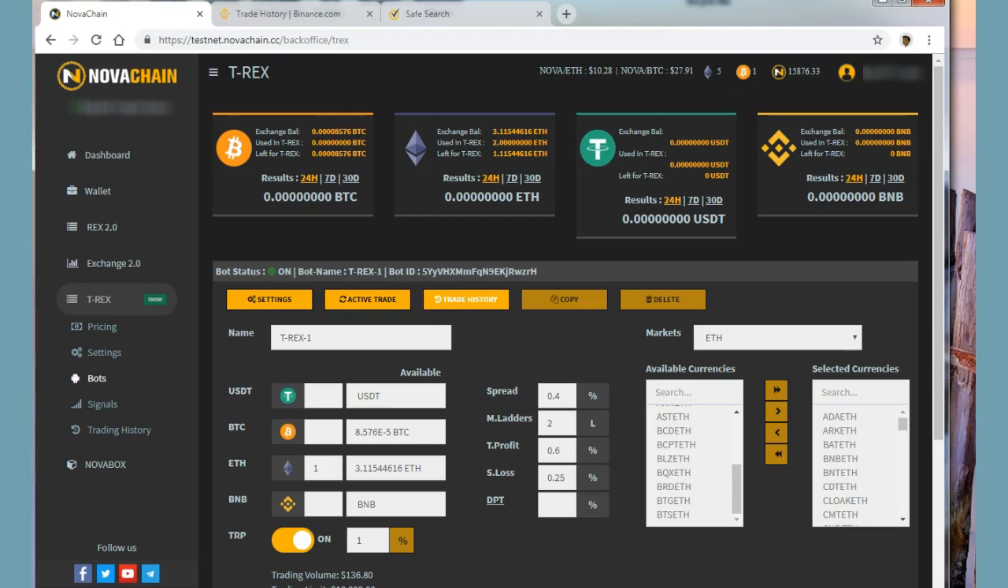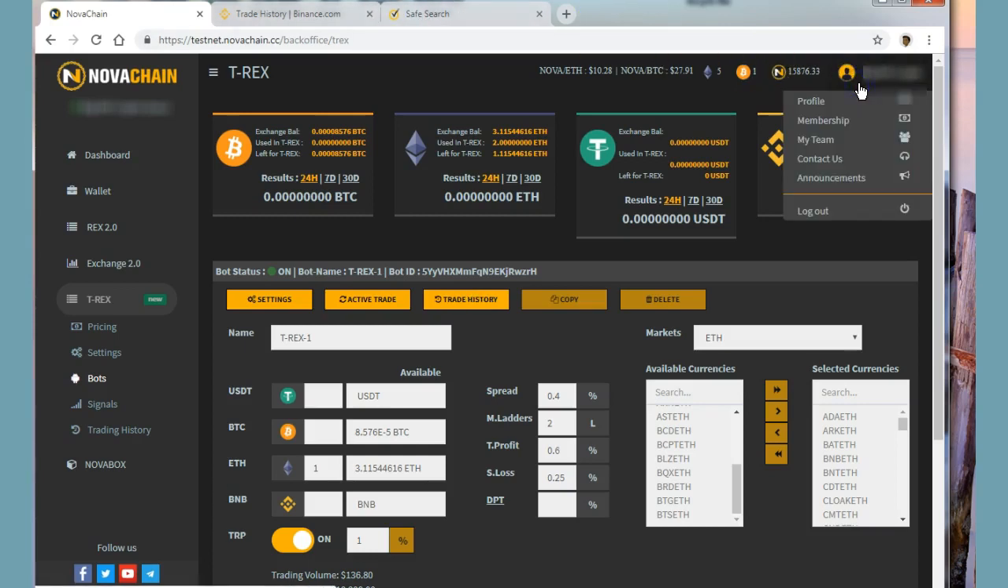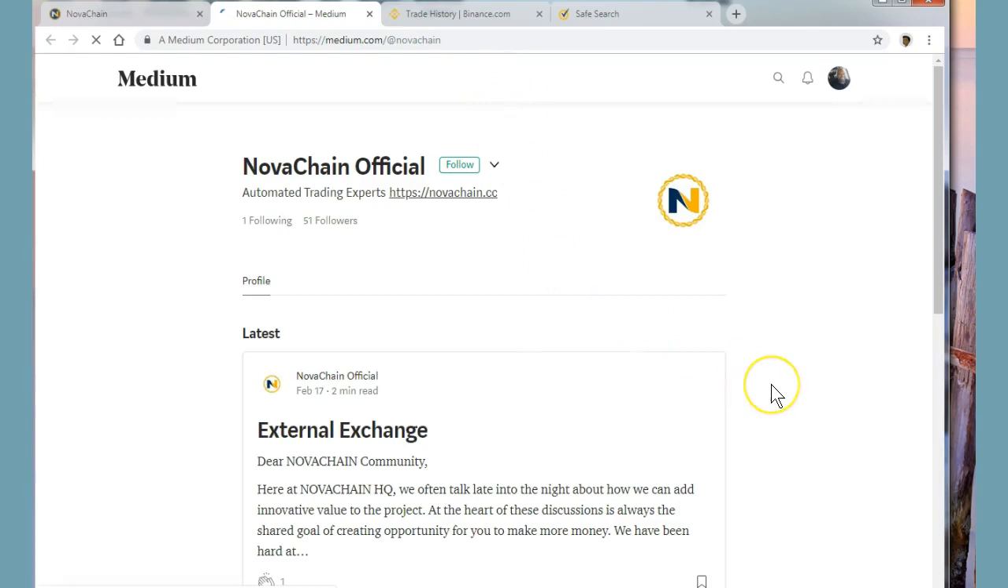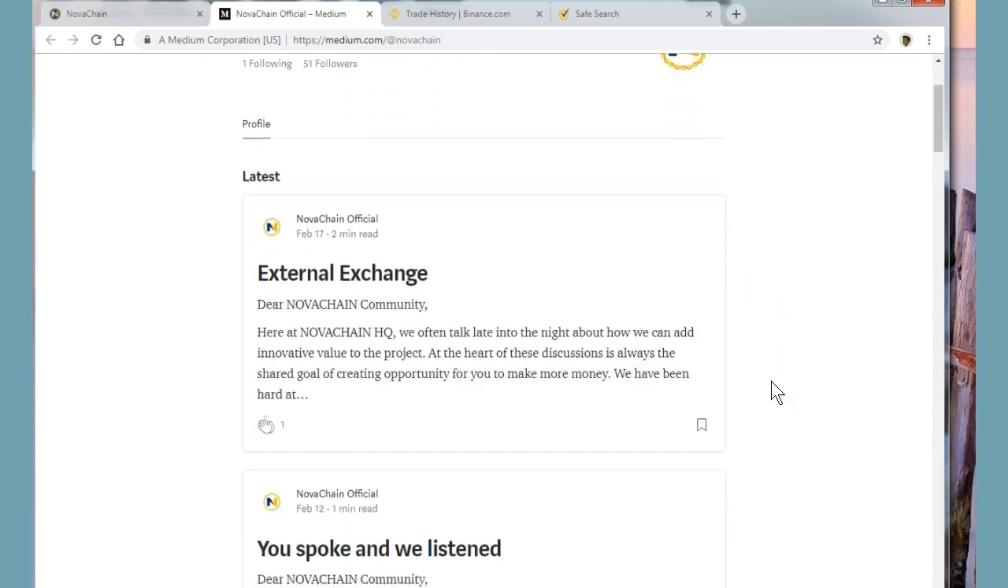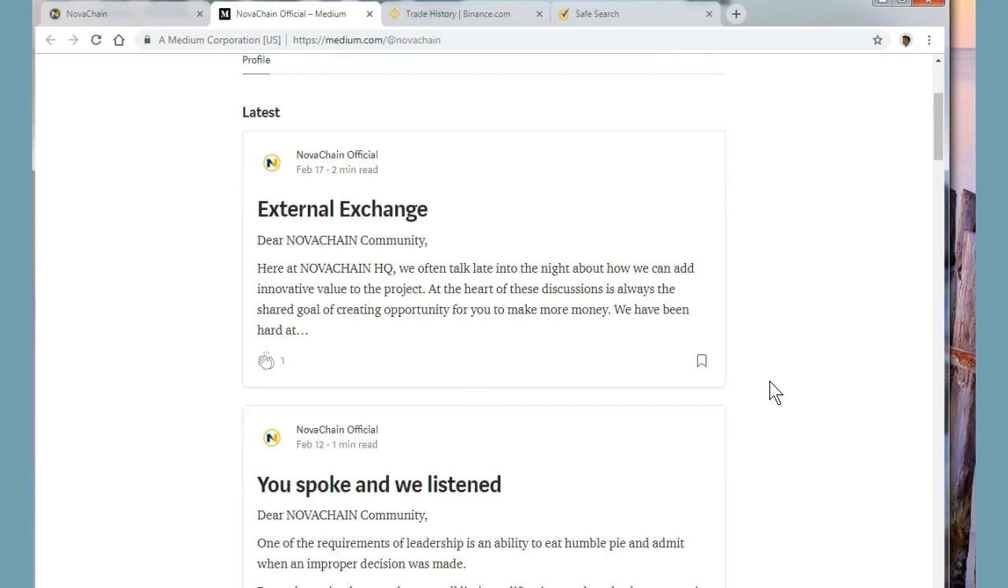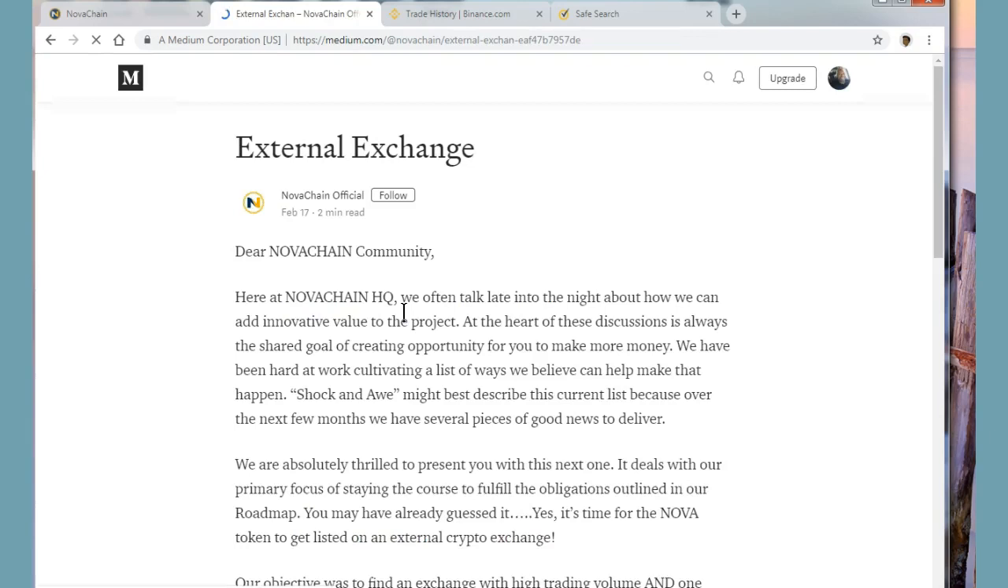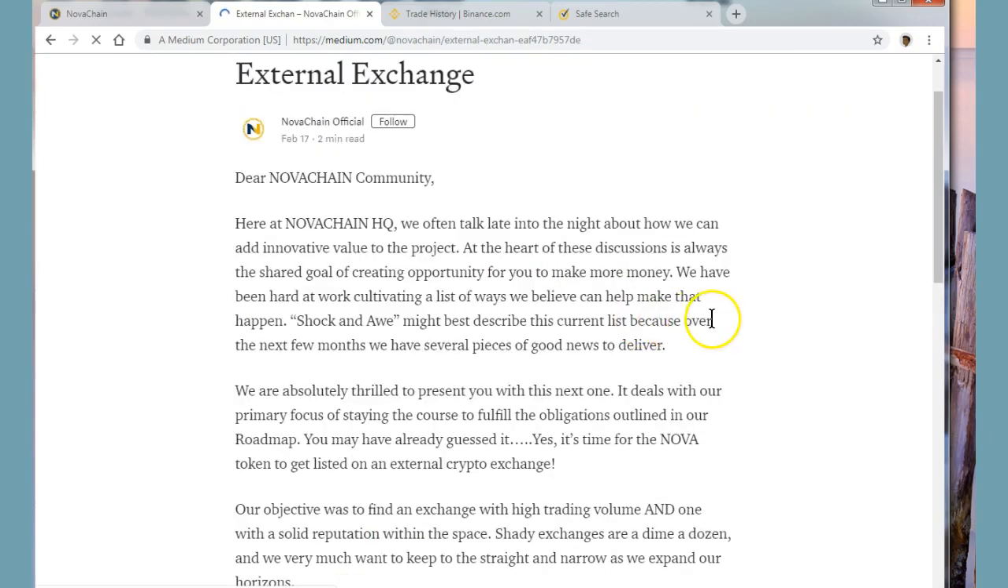They got some announcements about Novachain going to an external exchange. It's kind of a teaser. They're not telling you where. Let's pull that up. I think the announcements are here as well. So you can get that. You don't even have to go separately to Telegram or to Medium because it shows it right here. So here's the whole announcement, and this is from the 17th.